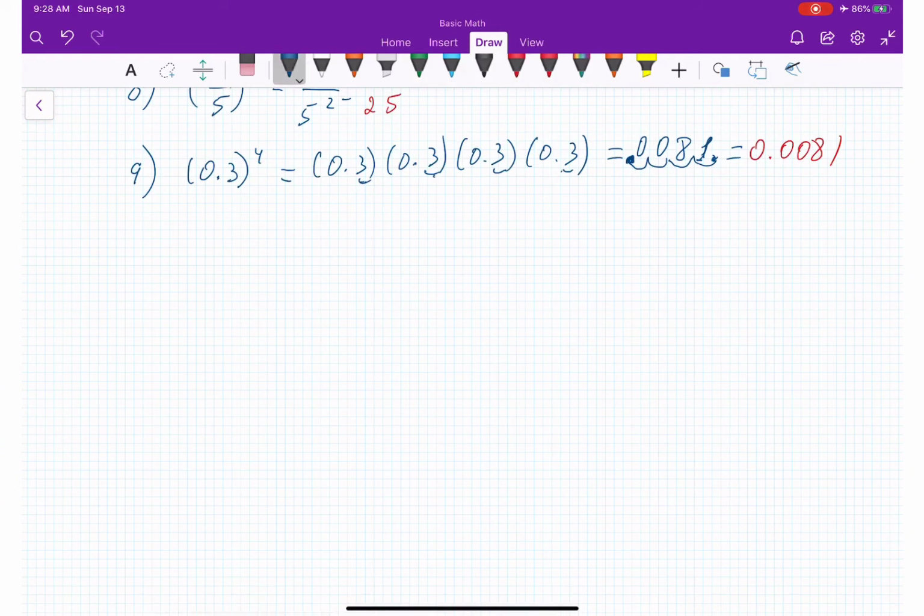Question number 10. Negative 15 squared. That's going to be negative 15 to power 2. 15 to power 2 meaning 15 times 15, right? It's 225.